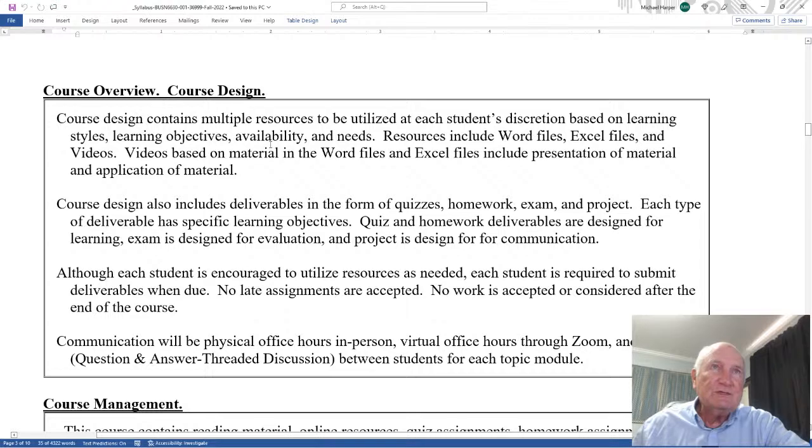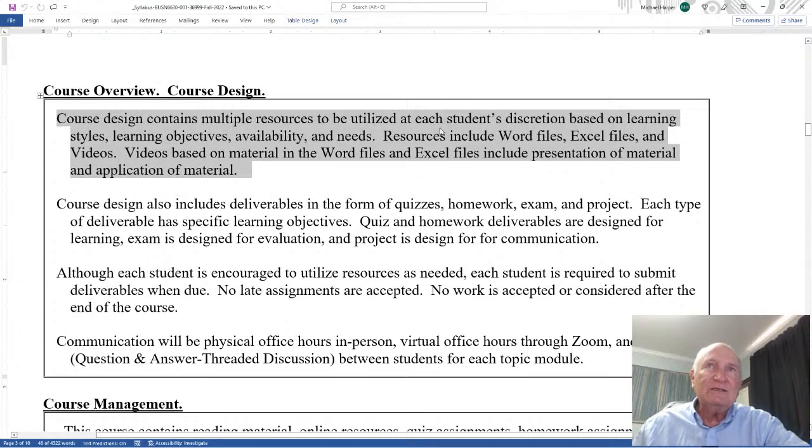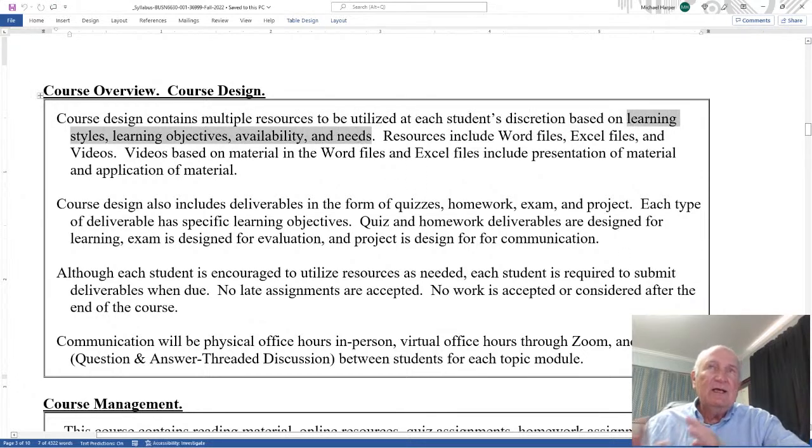Overview. The course design. As I mentioned before, the course design contains multiple resources to be utilized at each student's discretion based on learning styles, learning objectives, availability, and needs. The important part of this sentence is that each student learns differently, and you need to learn the right way to use the resources to optimize your learning style. Each person learns differently. Use all the resources for learning. Learn how to learn. Resources include Word files, Excel files, videos.